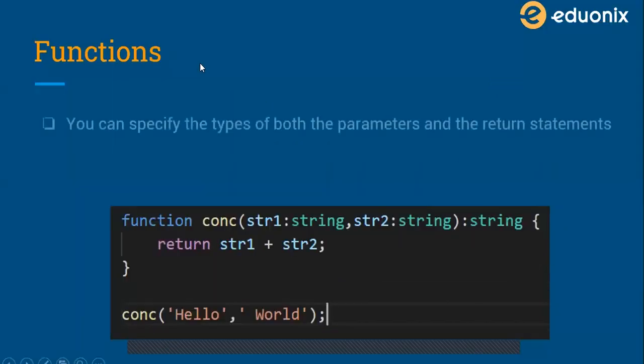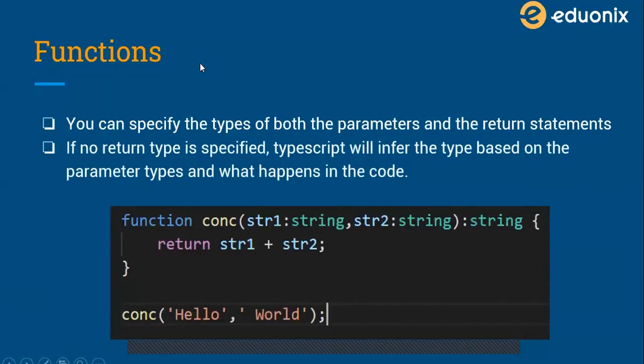Let me go back to the PPT and explain how type checking works in your functions. Now, for type checking in your function, you can specify the types for your parameters, the values that you receive in your function definition. For example, in my example, it's a concatenation function that concatenates two strings, basically joins two strings together to form one single string. And I've received the strings in here, separated by commas.